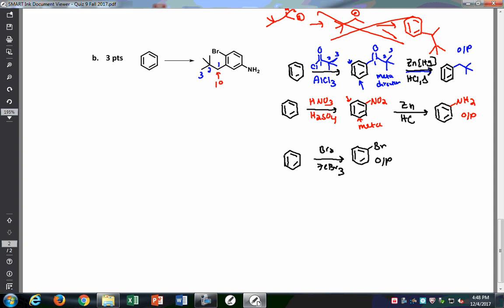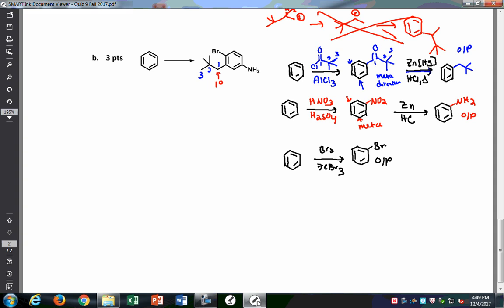because if we do the bromine first, the bromine is ortho-para directing, but it's going to direct para first. So if we do the bromine first, then we have to add the NO2 first. And if we add the NO2 first, we can't do the acylation. We'd have to reduce NO2 to NH2. But if we reduce to NH2, it's going to do ortho. So we can't reduce NH2 first. So in this case, we can't really add the bromine first. The bromine will have to be last.